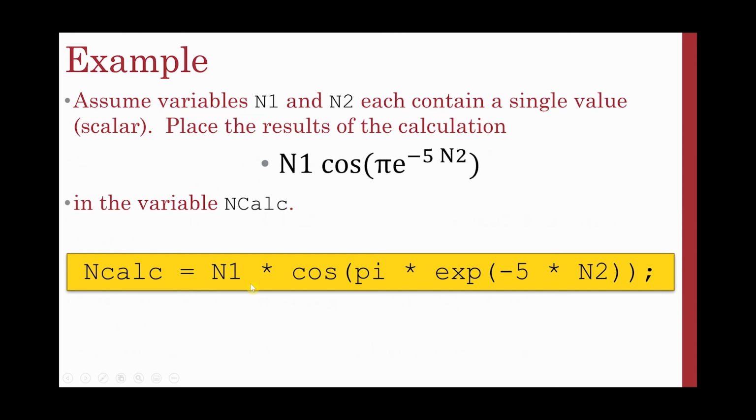It's going to be equal to n1, which is a scalar, times cosine, which is a function, times pi, which is a built-in function, times exponential, which is a built-in function, times -5 times n2, and we're going to close all of our parentheses. Make sure to keep track of your parentheses. MATLAB has color-coded them for you to make it easier. So since everything is a scalar, this is the basic line of code we would start with.